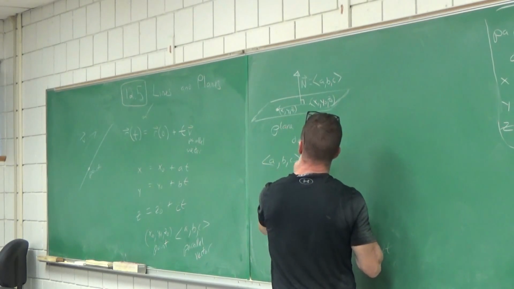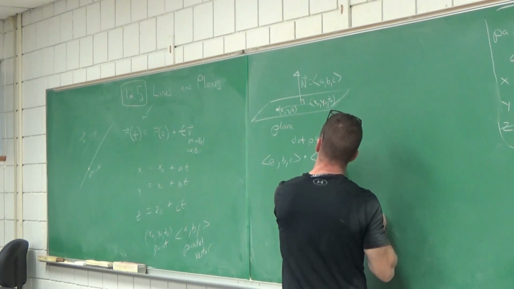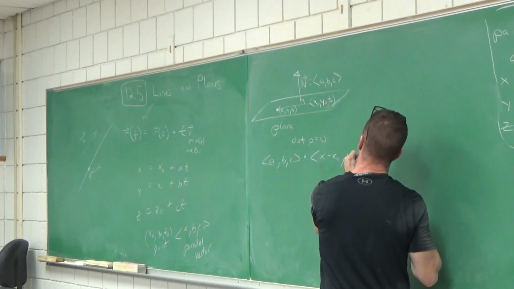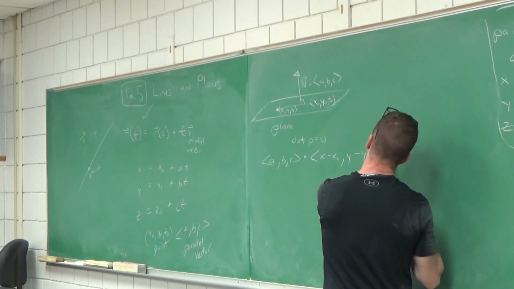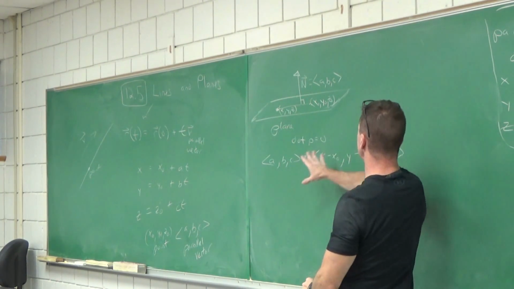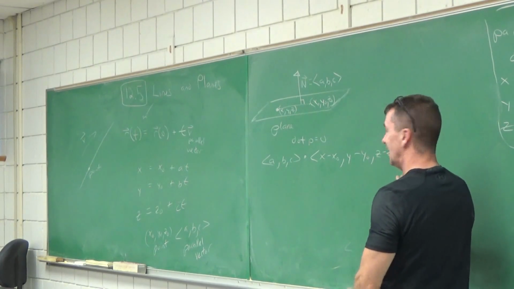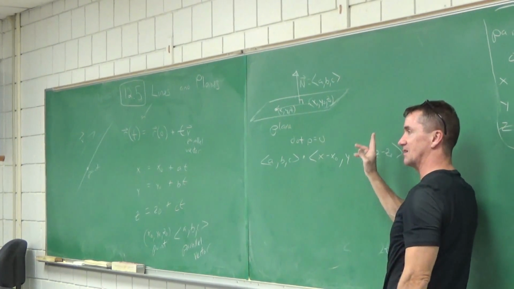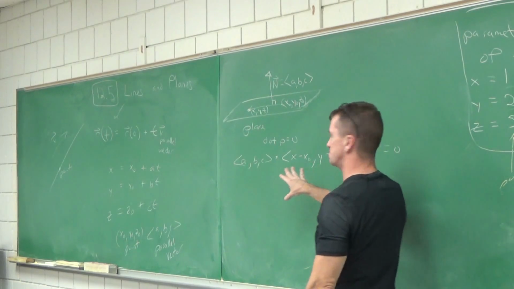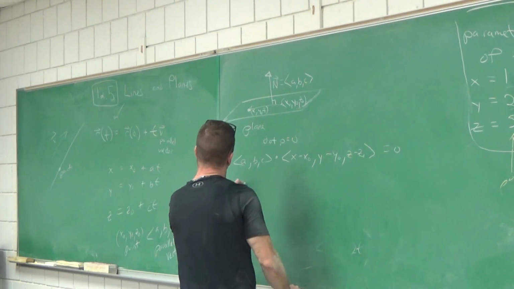What's the other vector? X minus x naught, y minus y naught, and z minus z naught. And what will this all equal to? It has to equal 0 because they're perpendicular, right? But let's write this bit. That looks weird. How about this?